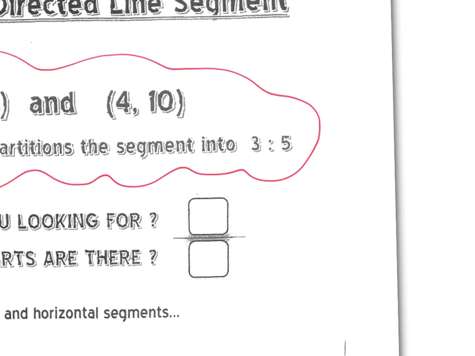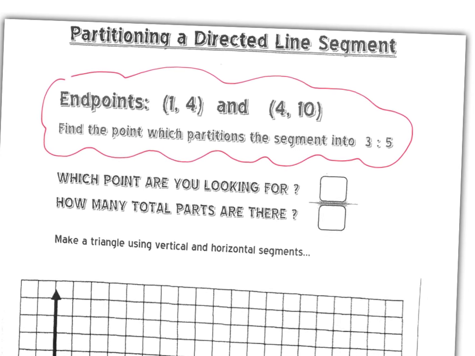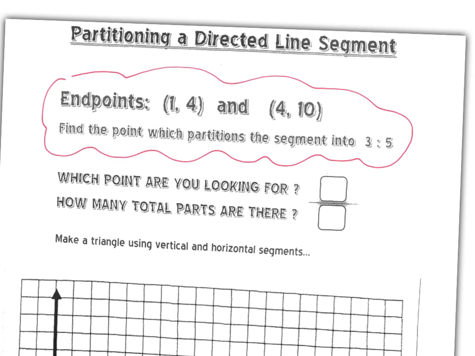So it's important to tell the students or to ask them, which point are you looking for? You're looking for the third point of 8 total sections. So 3 to 5 makes 8 sections, so you're looking for 3/8 of the way down that segment.